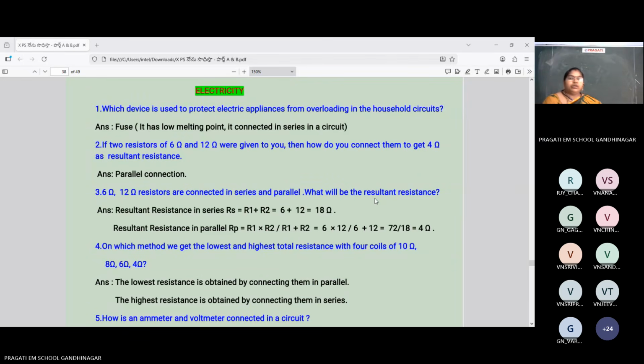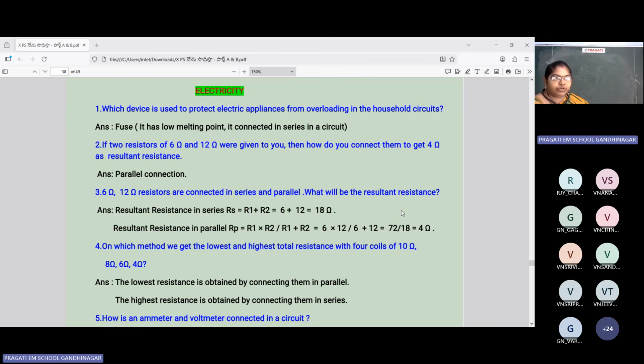Concentrate on the definitions. If the definition of current is asked, you have to write the definition, and I is equal to Q by T. You also have to write the SI unit of current. Coming to the 1 mark and 2 marks questions, you have to read all the textual exercise questions. In that electricity lesson, we have 18 questions, it seems. Yesterday I discussed the exercise questions.